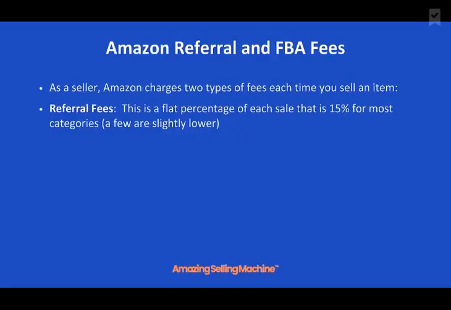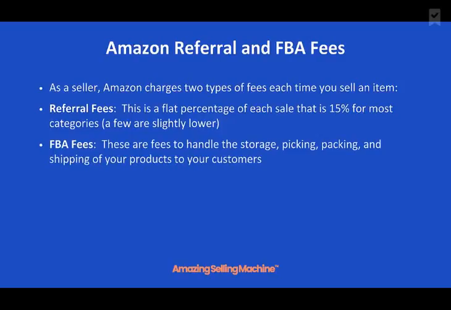Now, there are 2 different kinds of fees that Amazon charges you each time that you sell a product. The first is called a referral fee. I like to think of this more as a commission because it's a flat percentage off of each sale. That percentage is typically 15% for almost every category in Amazon. There are a few where the percentage is slightly different, but those are not very common categories. If you do sell one of those, then you're usually paying a lesser percentage, sometimes between 8 and 12%. But almost every category charges 15%.